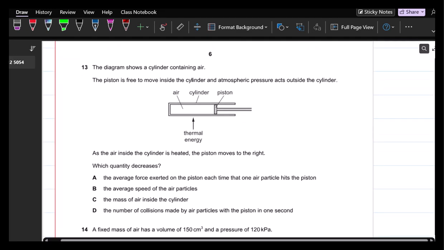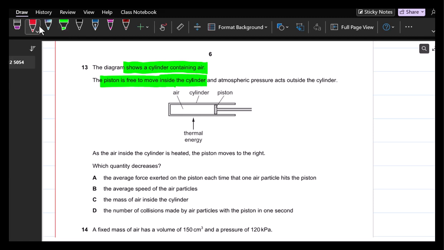Moving towards question 13. The diagram shows a cylinder containing air. The piston is free to move inside the cylinder. बेटे ये जो पिस्टन है ये फ्रीली मूव कर सकता है इनसाइड द सिलेंडर. This is a piston, the labeled part. This one I am also labeling with red. ये जो है एटमॉस्फेरिक प्रेशर एक्ट्स आउटसाइड द सिलेंडर. जो ये बेटे बाहर है ना यहाँ पर एयर पार्टिकल्स क्या कर रहे हैं, प्रेशर एक्सर्ट कर रहे हैं.